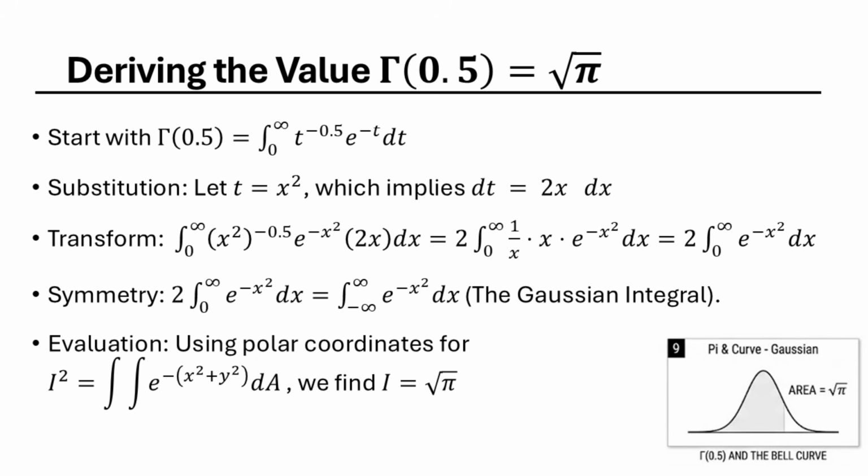This is the famous Gaussian integral, which describes the area under the standard bell curve. While it is impossible to find a simple antiderivative for e to the power of negative x squared using standard functions, we can solve it by squaring the entire integral and converting it to polar coordinates. This transformation reveals that the square of our integral is pi. By taking the square root, we find that the total area is the square root of pi. Consequently, we have proven that gamma of 0.5 equals the square root of pi. This bridge between the world of exponential decay and the geometry of circles is a cornerstone of advanced mathematics and statistics.